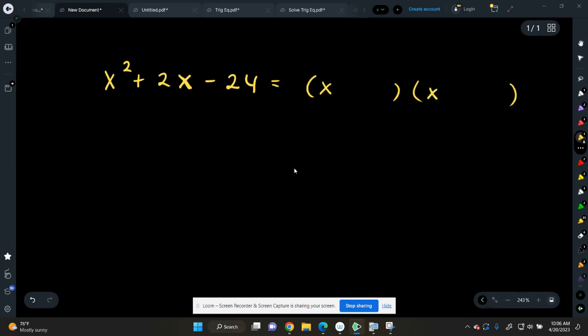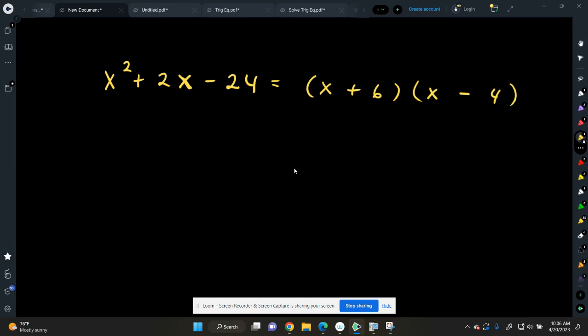Okay. Remember this? Yes. Okay, so what would it be? 6 and 4, so it would be positive 6 and negative 4. Positive 6 times negative 4 is negative 24. Positive 6 plus negative 4 is positive 2. So there it's factored. Okay.